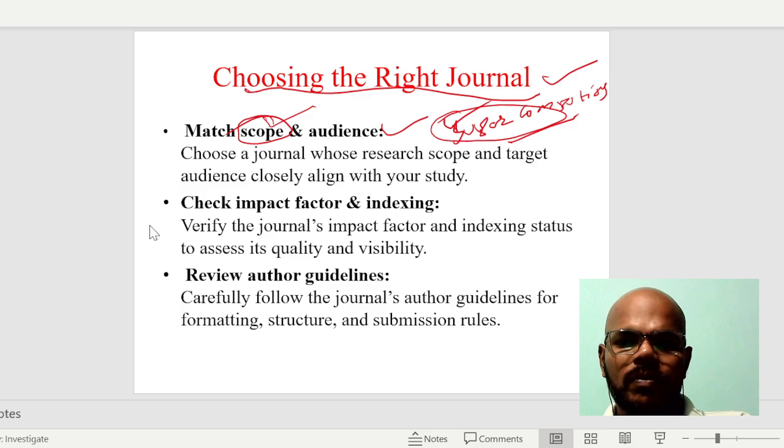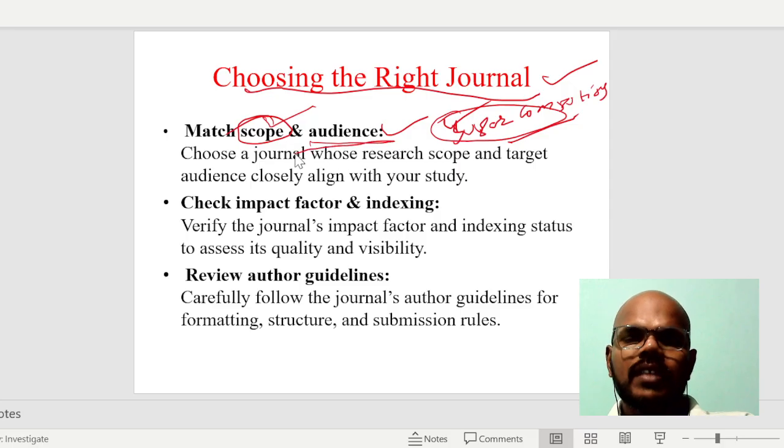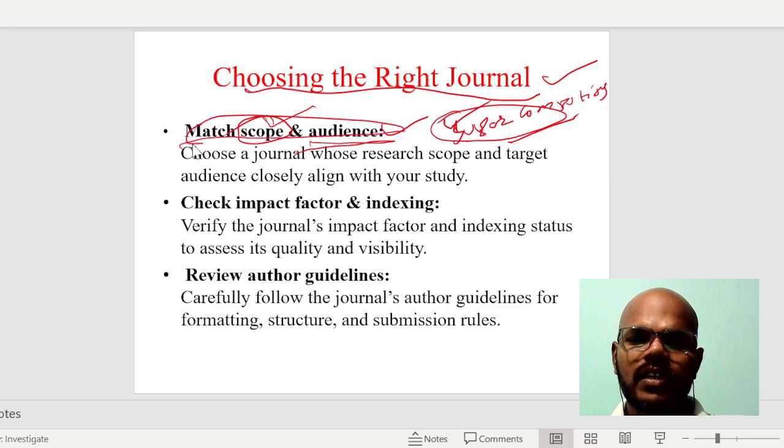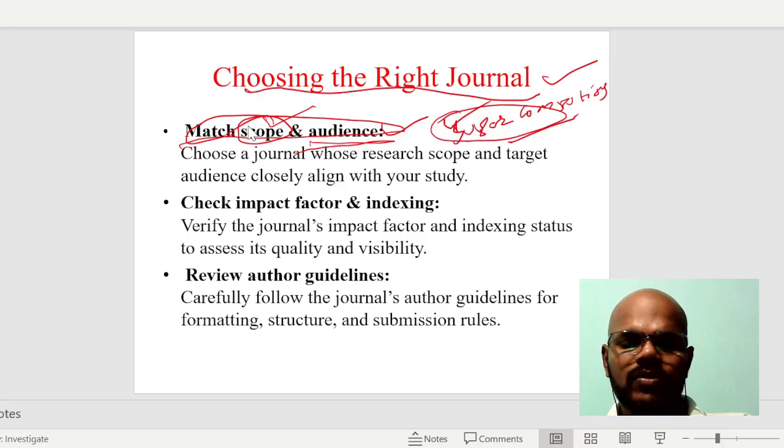One more point: this should also match your audience. For example, you are a computer science research scholar. If you want to submit to a mathematics journal, they will never accept it because the audience is different. Mathematics people are different and computer science people are different. So you need to consider these two points before submitting to any journal: match the scope and audience. I request every scholar to check the scope of the journal before submitting.